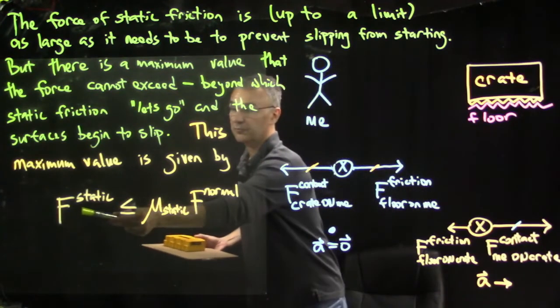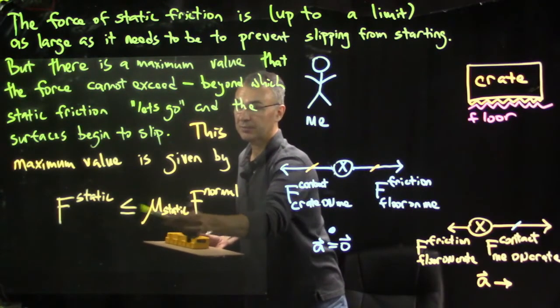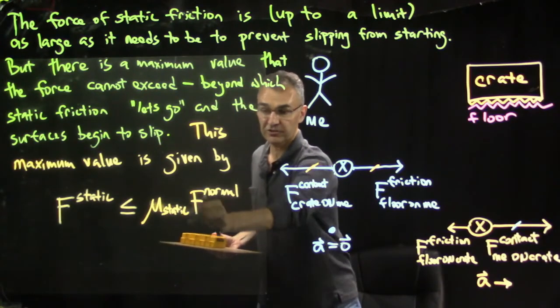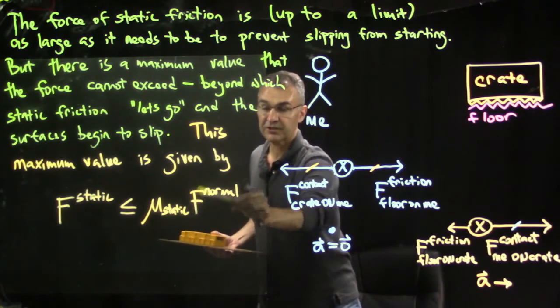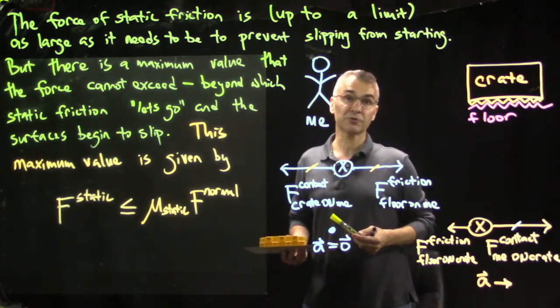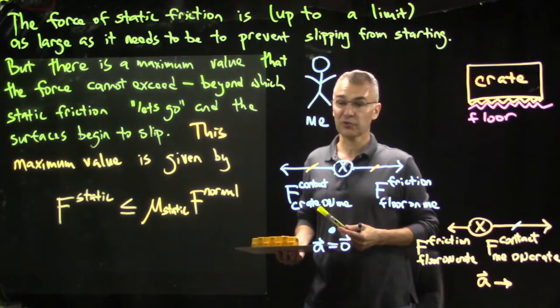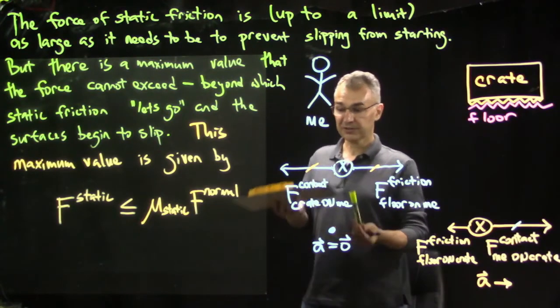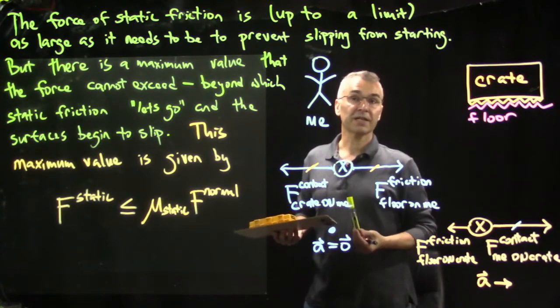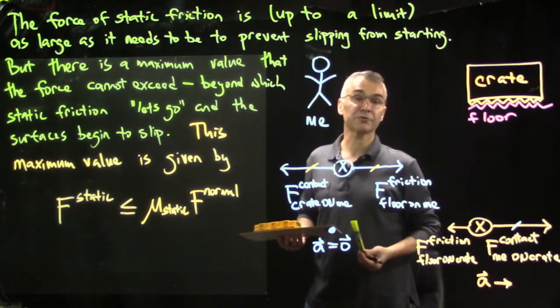So the static frictional force cannot be bigger than, it must be less than or equal to, this dimensionless coefficient, it's just a number, no units, times the normal force. And what in the world is the normal force? The normal force is the contact force exerted by, let's say, the floor on the crate in this case, and it's perpendicular to the floor.